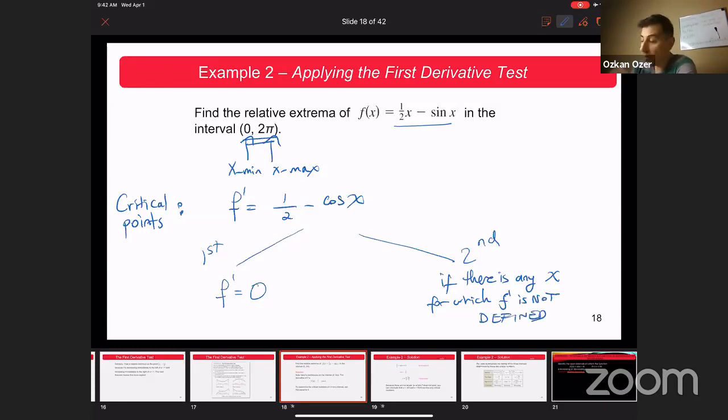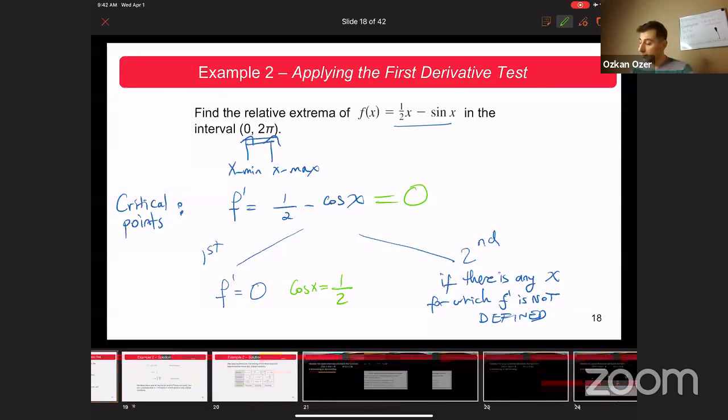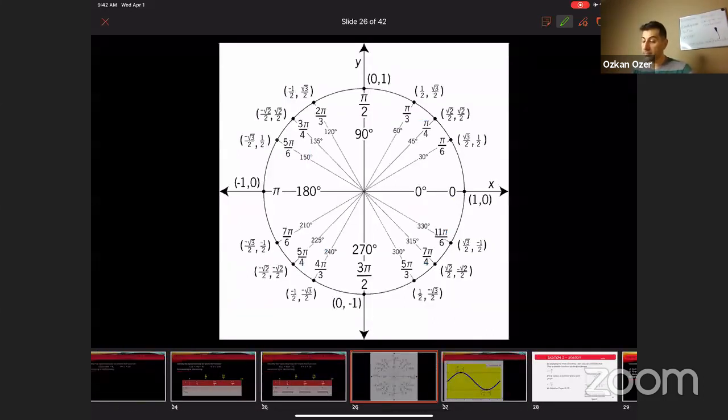Okay, let's look at the first critical point real quick. I'm going to set this to 0 and check what kind of solution I should get. So this gives us cosine x equals 1/2. Okay. And this is the best time to use the unit circle, by the way. So you want to know when cosine takes the value of 1/2 on the interval 0 to 2 pi.